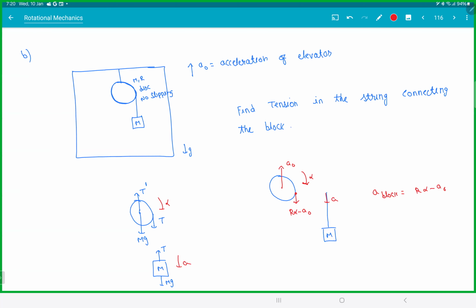If someone asks you what is no slipping condition, it means at the point where the string is touching the pulley, the string and the pulley should have same acceleration. Isn't that the no slipping condition? A is equal to R alpha is not the no slipping condition. Keep that in mind.